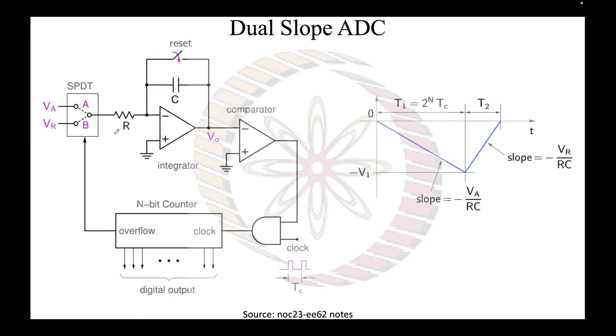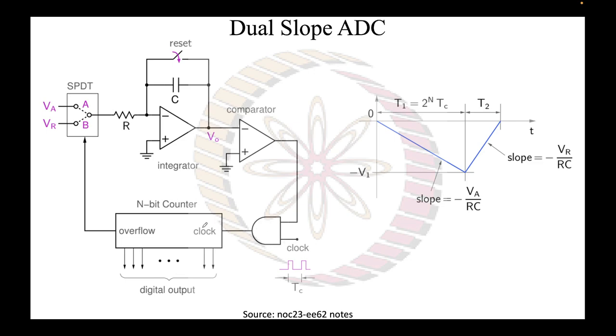So this part is the SPDT, single pole double throw switch, and this is the integrator circuit. And this is the logic that we have seen now: the comparator, the clock, and the n-bit counter. First, we initially set the counter to 0, and it integrates. So Vi is positive, and this V0 will then turn out to be negative. We have seen the values, right? It turns out to be negative. This means this output will be high.